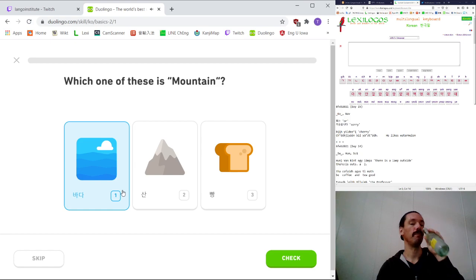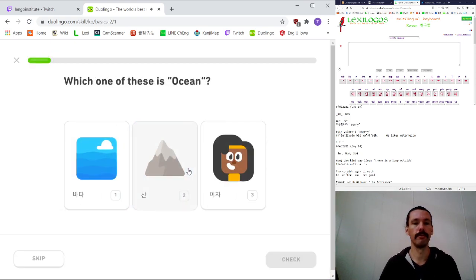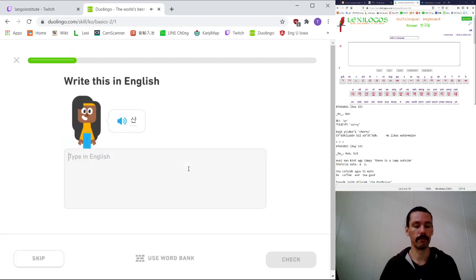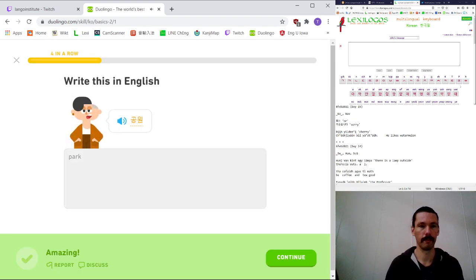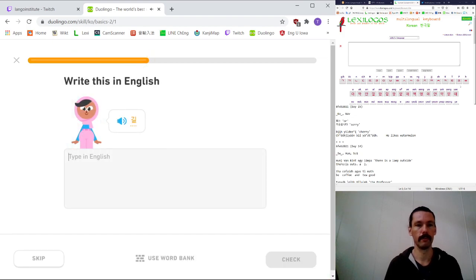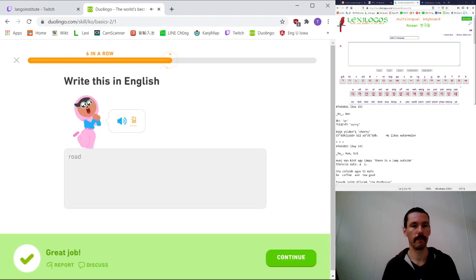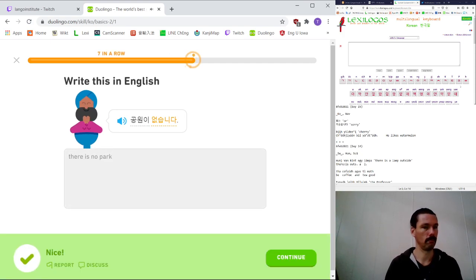빵, 바다, Sea, ocean. 산, 바다, 산, 공원, 한국, 길, is a road. Street. 공원이 없습니다. There is no park. There is not a park.